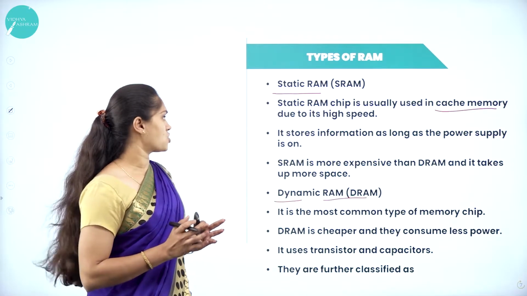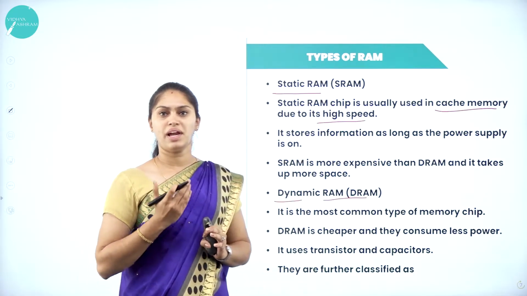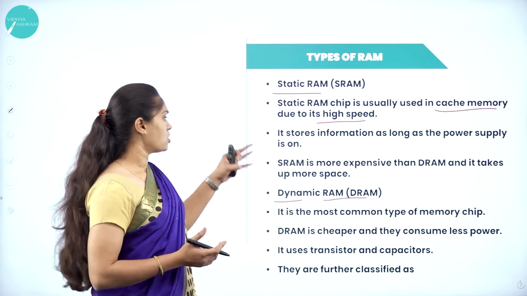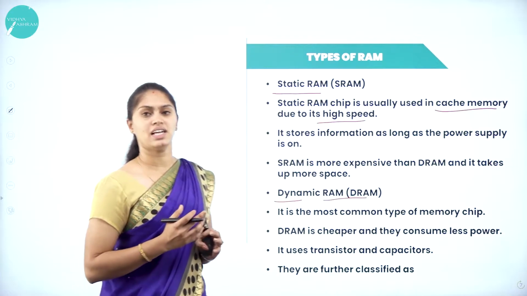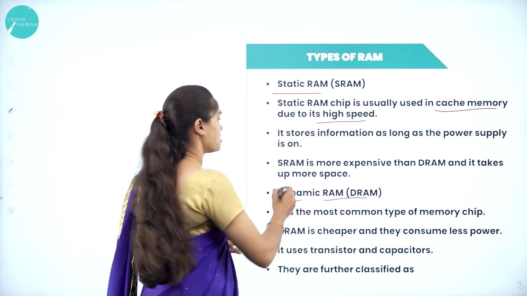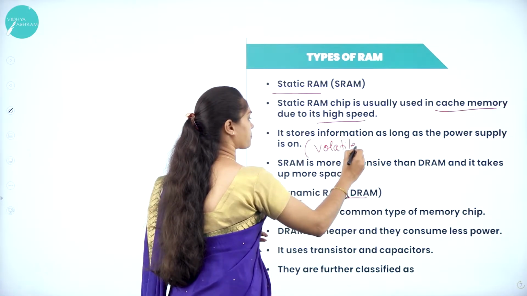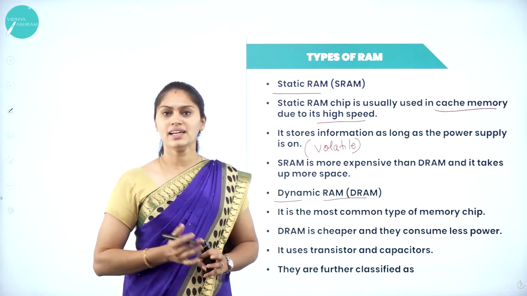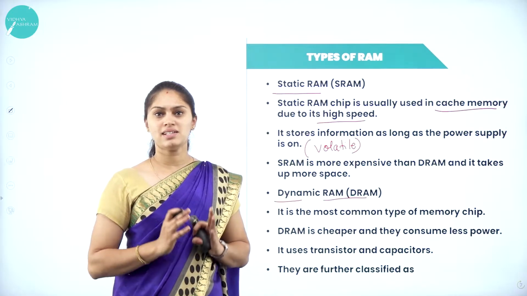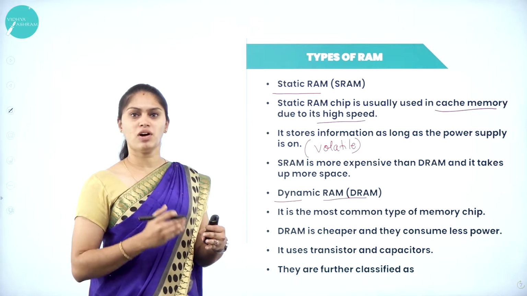Because it is high speed memory. When compared to ROM, RAM is very fast. It will store the data and information as long as the power supply is on. That means it is volatile in nature. It will hold the data and instructions only when the power supply is on. That is known as static memory, which comes under the types of RAM.